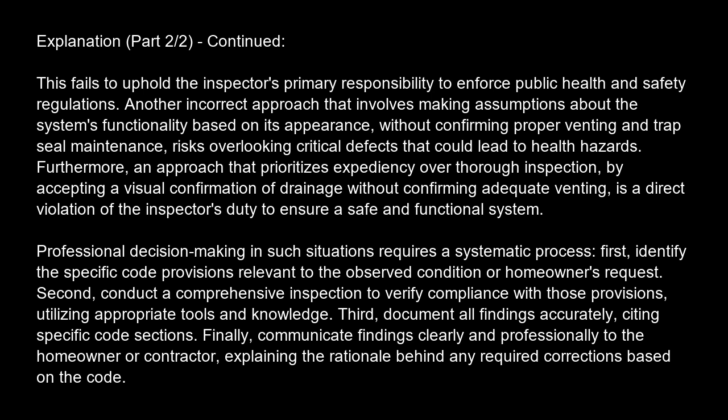Professional decision-making in such situations requires a systematic process. First, identify the specific code provisions relevant to the observed condition or homeowner's request. Second, conduct a comprehensive inspection to verify compliance with those provisions, utilizing appropriate tools and knowledge. Third, document all findings accurately, citing specific code sections. Finally, communicate findings clearly and professionally to the homeowner or contractor, explaining the rationale behind any required corrections based on the code.